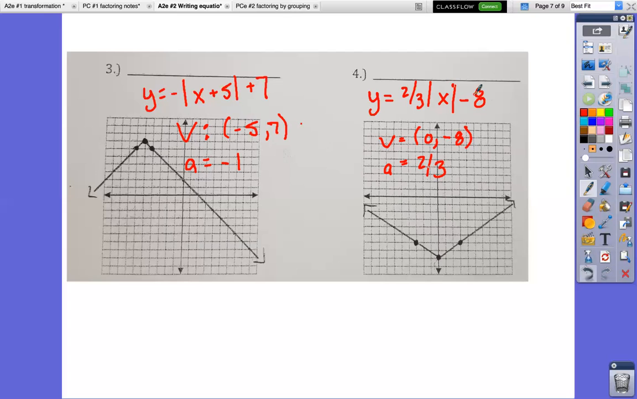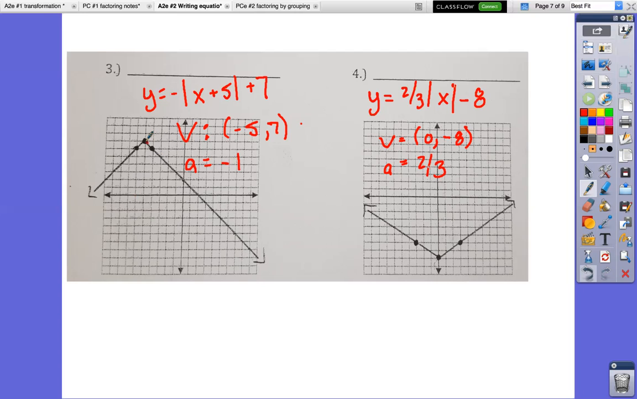How did you get a negative on the first one? Yeah. So the negative 1 for A. Do you notice that the vertex, that the absolute value graph is opening down? From the vertex, if it opens down, it has to be negative, and I went down 1 and ran both ways. So anytime that it opens down, your A value has to be negative.